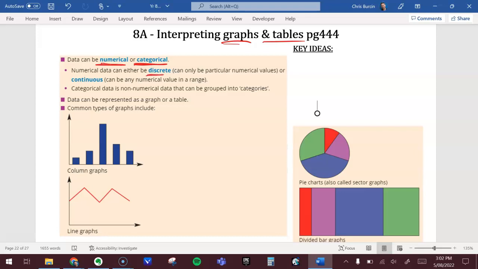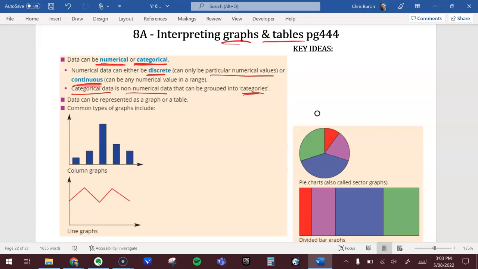Numerical data can be either discrete, which has got to be a particular number, or continuous. So like age can be a range, or height can be a range between a whole lot of numbers. Categorical data is non-numerical data that can be grouped into categories. So data can be represented on a graph or a table.